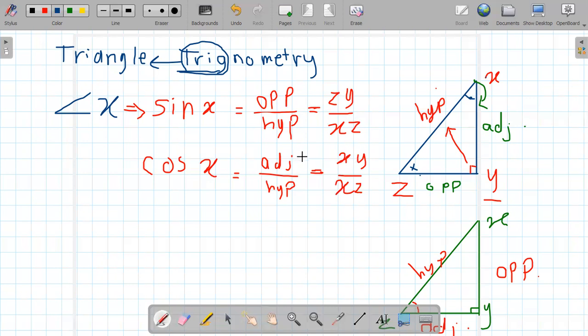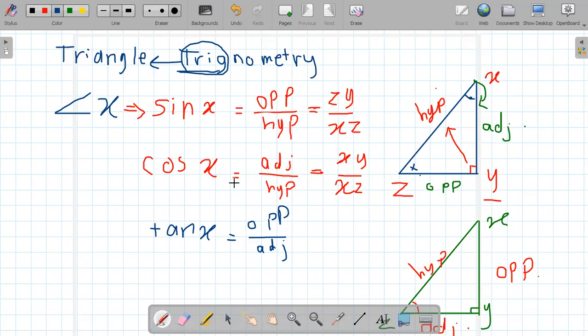Opposite and adjacent. If you make a ratio between opposite over adjacent, it's called tan theta, tan x. Now you must keep these rules. Sine x equals opposite over hypotenuse. Cosine x equals adjacent over hypotenuse. Tan x equals opposite over adjacent. Okay, do you understand? Yes.